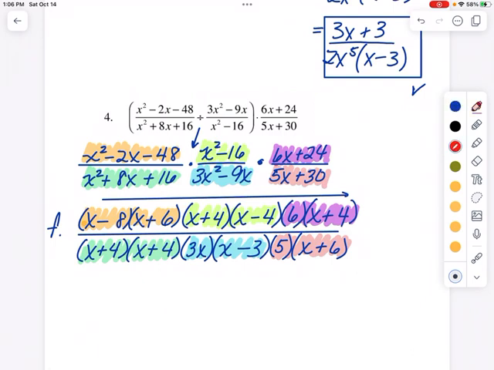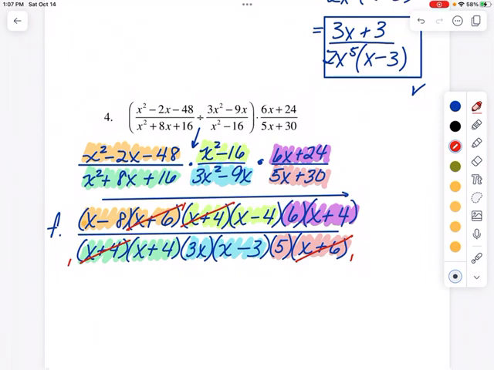So if you notice x minus 8, there's nothing in the bottom. x plus 6, oh, we have 1 here and 1 here. We can cancel those, simplifying. Then I look at x plus 4. I've got 1 here and 1 here. And I don't have an x minus 4 in the denominator, so I can't cancel that. That's got to stay there.